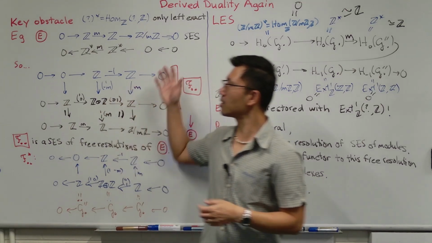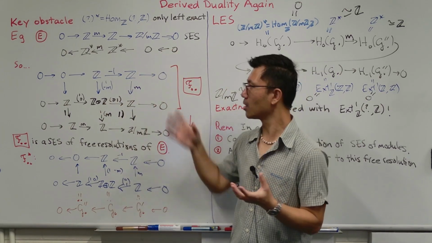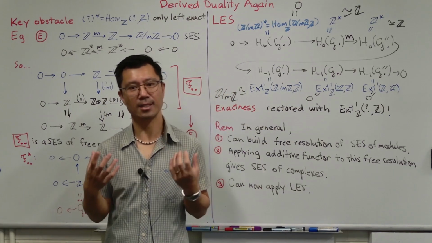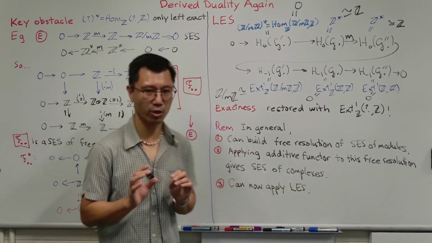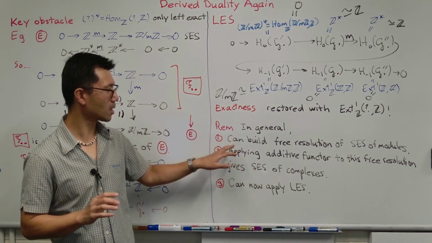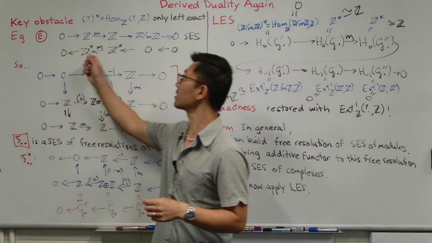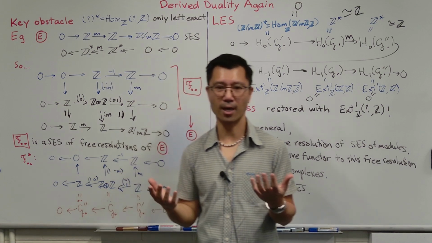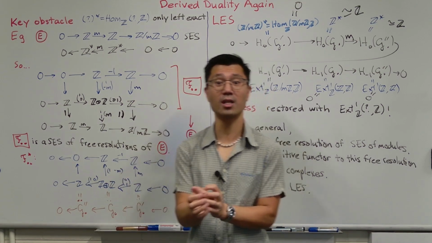And this is just a simple example that I've given you so that you can see the elements really work in detail. But actually, it's an example of something that works quite generally. So in general, what's going to happen? Suppose you start with some short exact sequence of modules, and you want to apply some sort of functor like a hom functor or something like that, which is only left exact.